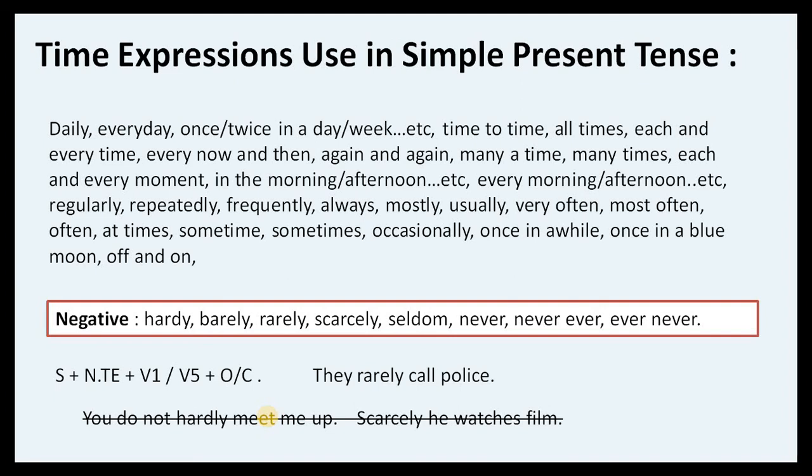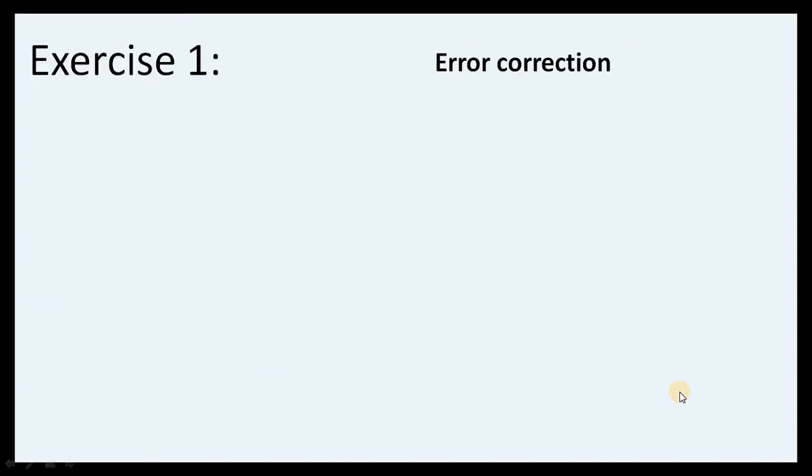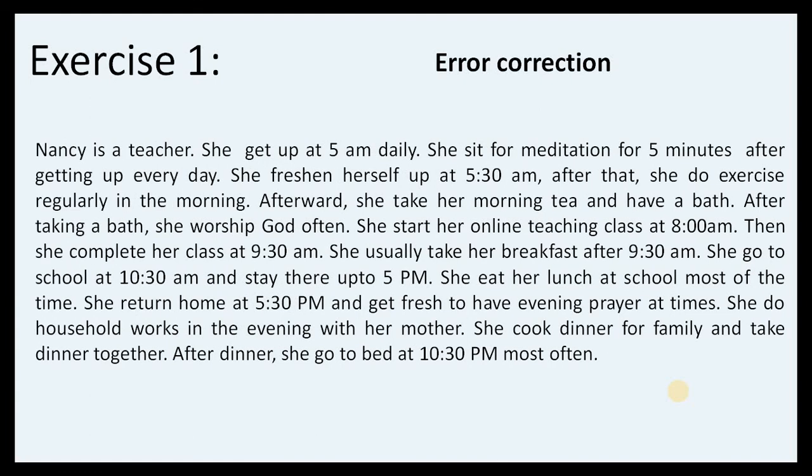That is the only usage, that's why I have highlighted it, and you have to give priority to this important area. Now, one exercise: error corrections. I'm going to give you a task. You have already watched and understood my lesson, and right now it's time to do some exercise, and I want you to do this exercise.